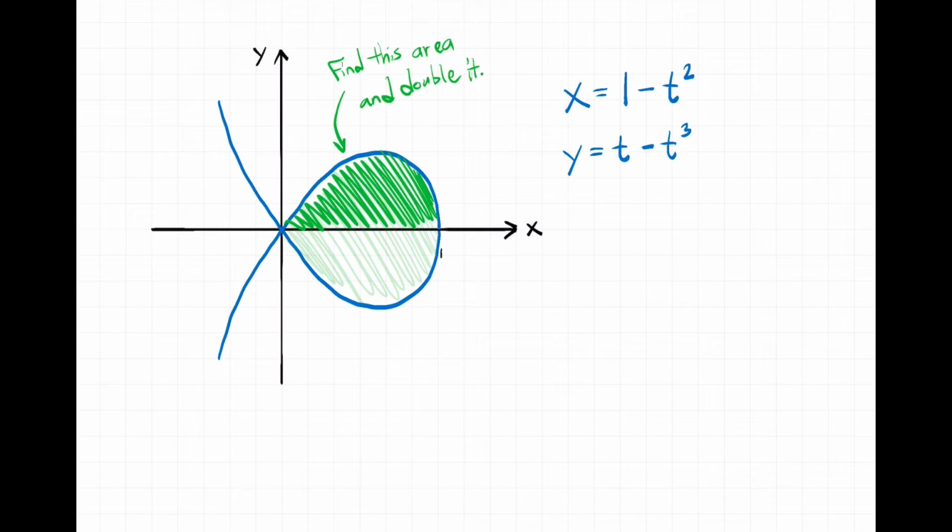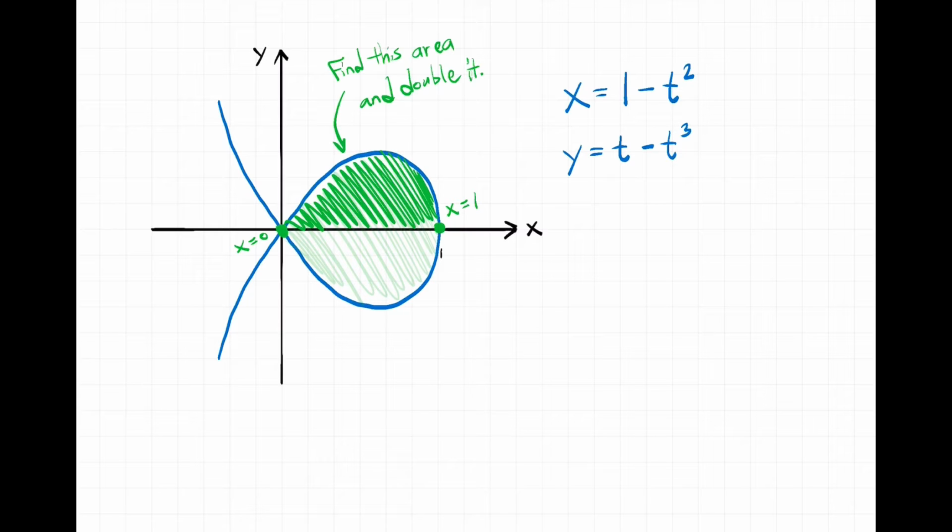So our next question is, what are the values of our parameter when that happens? Over here at this rightmost point, our x is equal to 1. And over here at this leftmost point, our x is equal to 0. And at both points, our y is equal to 0. But let's take one of our equations and solve for when x equals 1. We'll take the x equation, solve for when x equals 1, and that'll help us figure out what t is when x is 1.